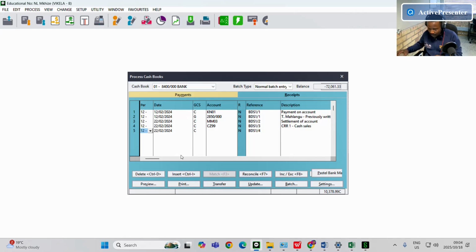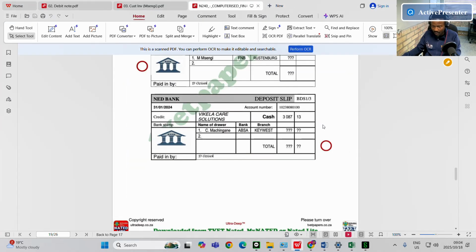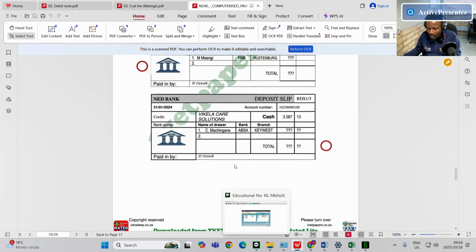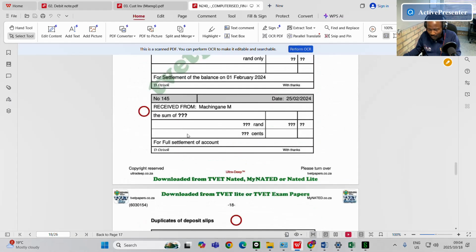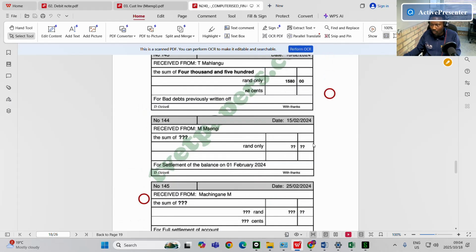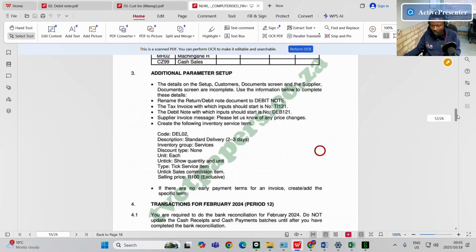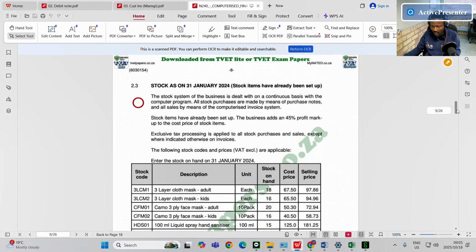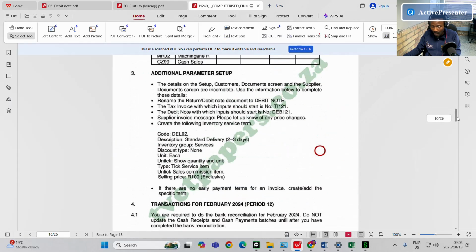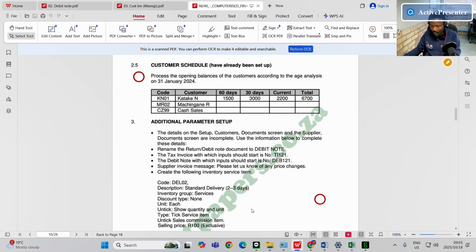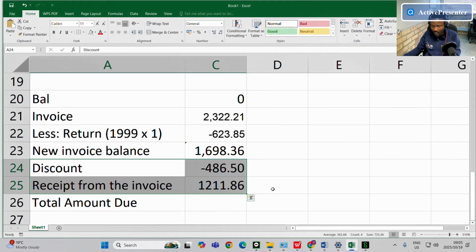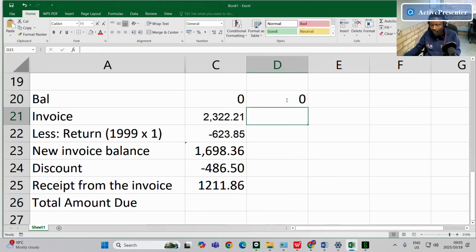Now I'm going for the second, which is the last receipt. It's from Machingane. Okay. So there, I'm just going to check what happened. It says full settlement of accounts. So once they say full settlement of accounts, I need to go straight to my trial balances to see is there any opening balance for such a customer. Right, there is no opening balance. So obviously for Machingane, opening balance is 0.